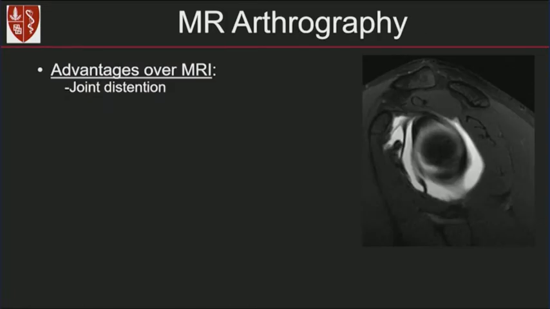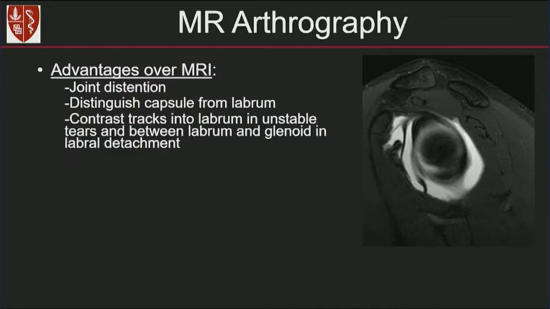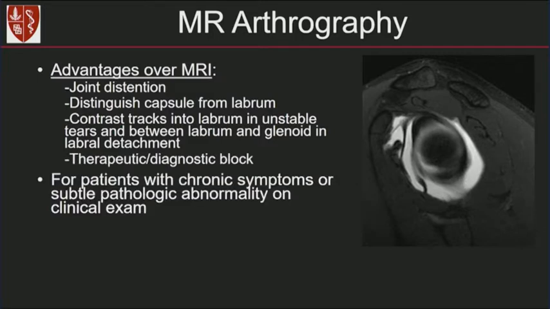Now, MR arthrography has several advantages over MRI, mainly related to the joint distension. It allows us to distinguish the capsule from the labrum, and allows us to see contrast tracking into the labrum in unstable tears, and between the labrum and the glenoid in labral detachment. We can do a therapeutic or diagnostic block at the same time. And MR arthrography is very useful for patients with chronic symptoms or subtle pathologic abnormality on clinical exam.